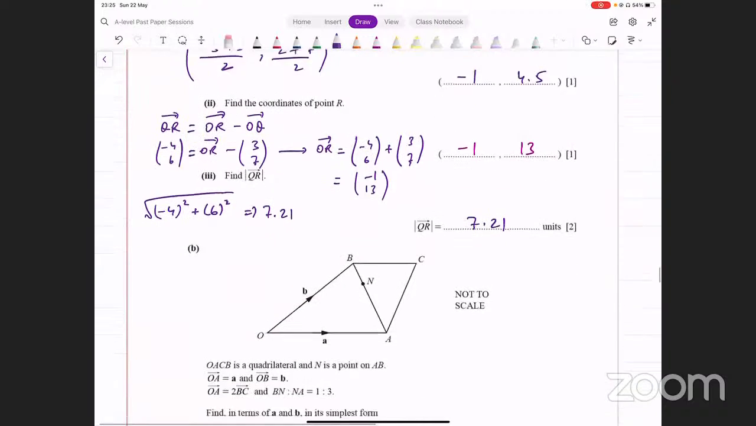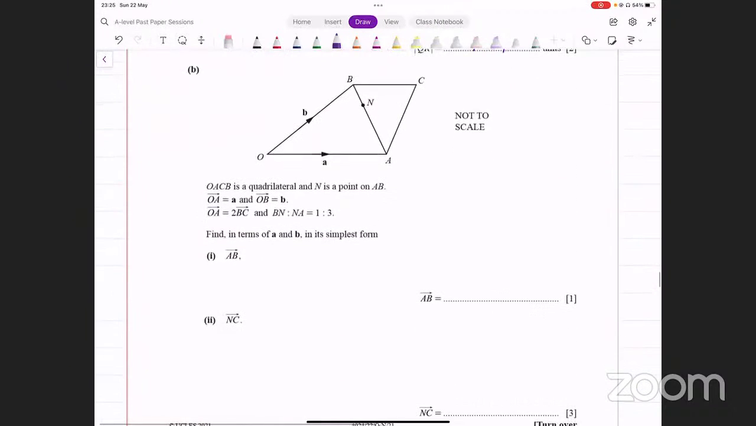Okay. Acha, part B. Now, part B says we have this OACB, that's a quadrilateral, and a point N, which is a point on AB. AB के ऊपर आपका एक point N आ रहा है. OA is given to be A, OB is B, OA is 2 times BC. अच्छा, OA is 2 times BC, तो that's helpful.